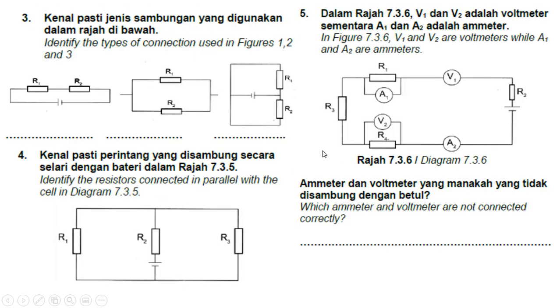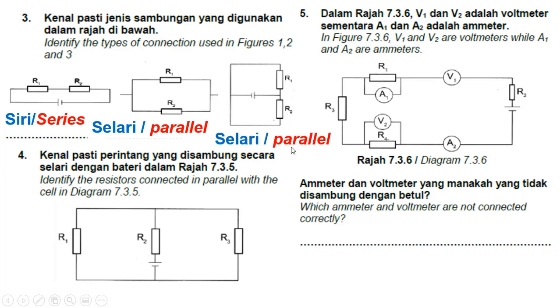Number 3, identify the types of connection used in figures 1, 2, and 3. We start from the battery. Current moves to R1, moves to R2, and goes back to negative. One path only, so this is a series circuit. Now current from here separates into two paths, R1 and R2, and then combines back into one path. So this is a parallel circuit. The positive terminal separates into two paths, R1 and R2. Definitely a parallel circuit.